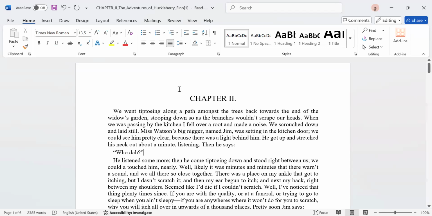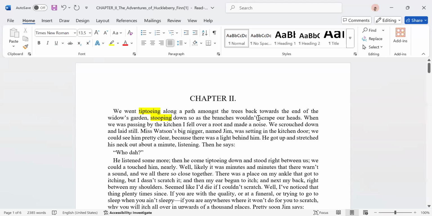So for vocabularies, I'm just going to highlight some of them, but if there are words that you don't know and you want me to explain, feel free to say so. So like tiptoeing, I think most of you already recognize this word. It means walking quietly, like walking on your toes. And then widow's garden, stooping down. This is also a verb, something that you would do. Stooping down means, the synonym is to bend down, like to stoop low, just to lay low.